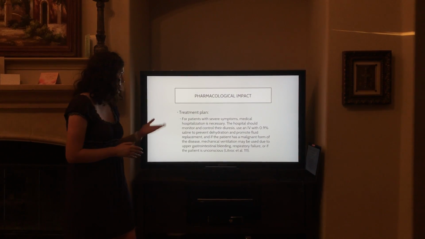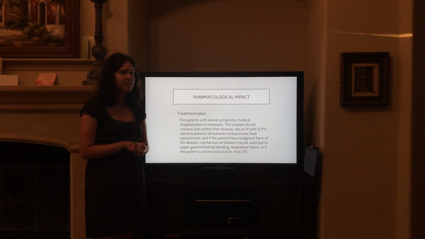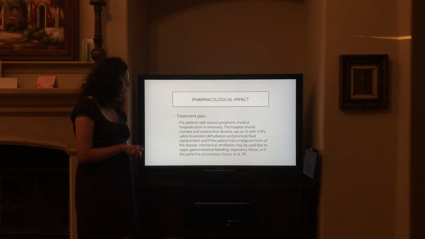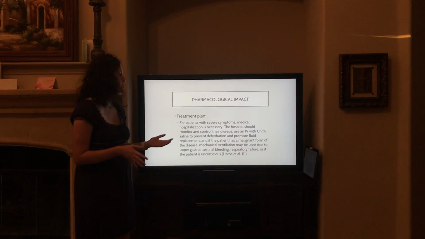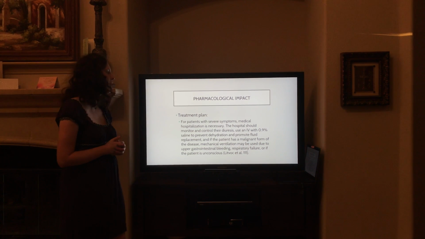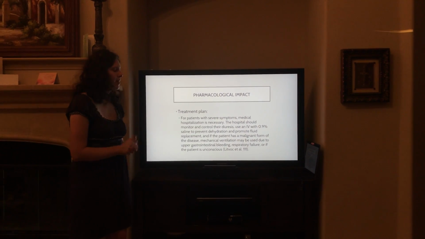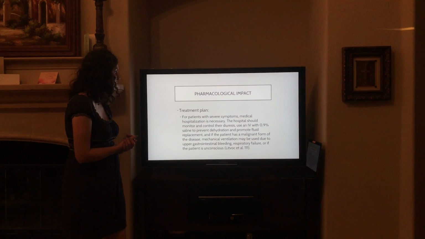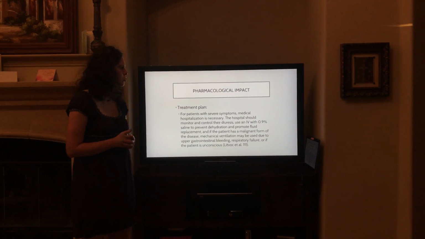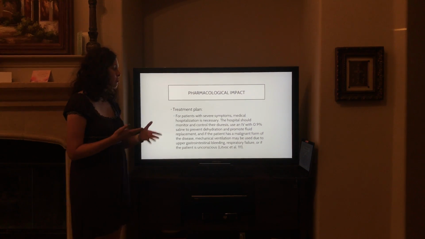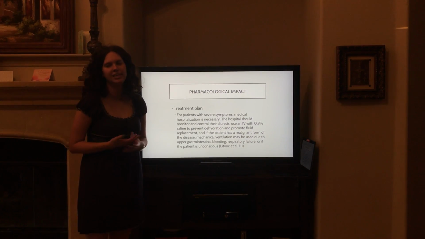So, the treatment plan. For patients with severe symptoms, medical hospitalization is necessary. The hospital should monitor and control their fluid movement, use an IV with 0.9% saline to prevent dehydration and promote fluid replacement, and if the patient has a severe form of the disease, mechanical ventilation may be used if they have upper gastrointestinal bleeding, respiratory failure, or if the patient is completely unconscious.